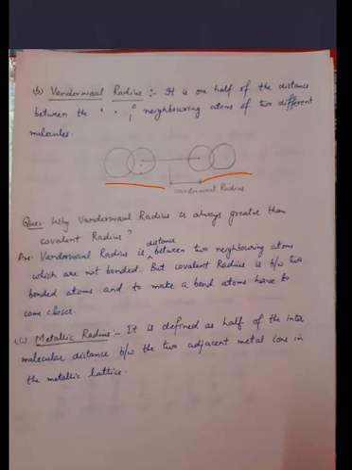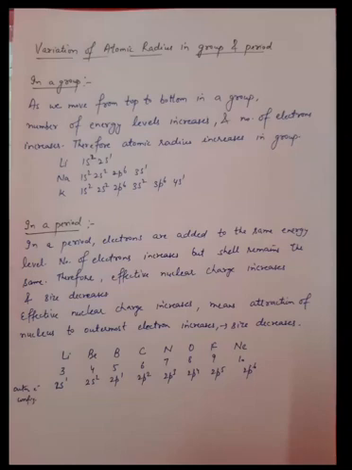Now the next is metallic radius. It is defined as half of the internuclear distance between two adjacent metal ions in a metallic lattice. Now, how does atomic radius vary in a group and period?